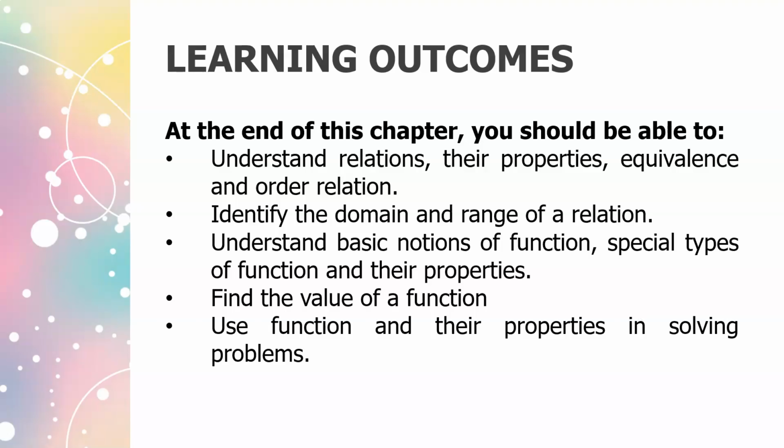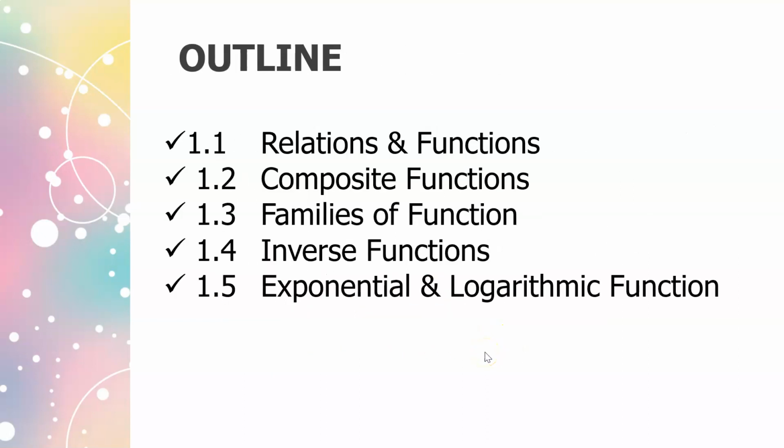So this is the learning outcome. At the end of this chapter, you should be able to understand what relations are, their properties, and equivalence and order relations. Second, you need to identify the domain and range of a relation. The third one, you will understand basic notions of function, special types of function, and their properties. And you will know how to find the value of a function and use functions and their properties in solving problems. So these are the outlines for chapter 1.